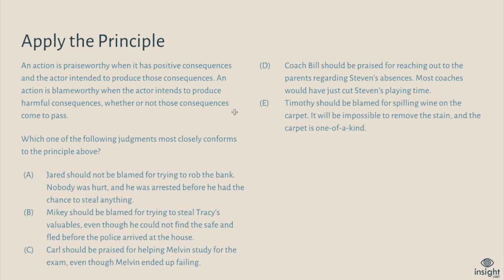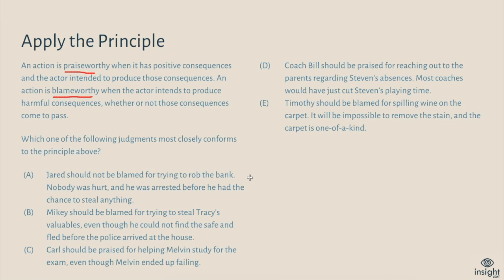Okay, here's another example, by the way, of a blurb that has no conclusion. This is just a general rule. And it's actually kind of laying out definitions for us, right? We know when something is praiseworthy, we know when something is blameworthy, and now we can use these definitions in the specific situations to see which one most closely conforms to the principle. So let's look at answer choice A.